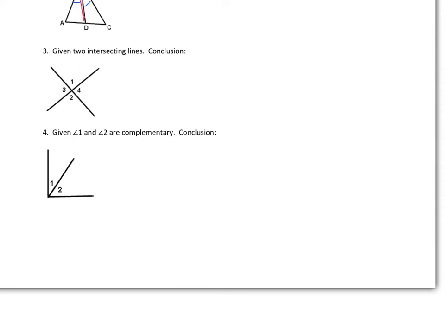Next one, given two intersecting lines, what can we conclude? We can conclude that angle 1 equals angle 2 and angle 3 equals angle 4. And we can tell that from the vertical angle theorem that says that vertical angles are equal in measure.